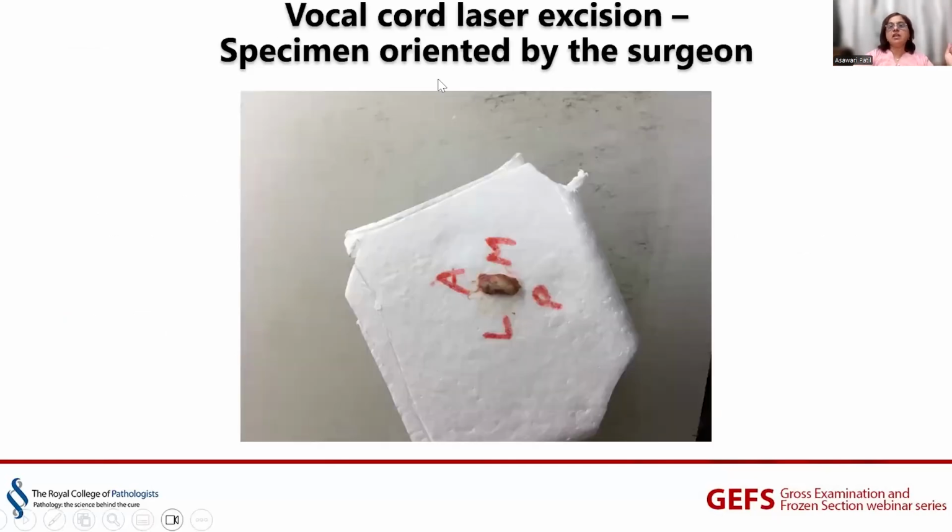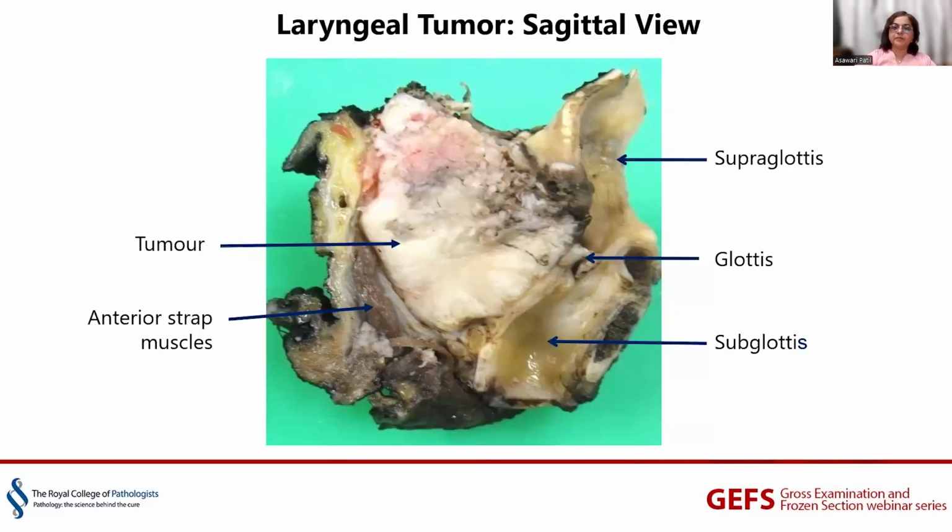So if you see a laser excision specimen, it is usually oriented on a thermocol or some other surface by the surgeon, like anterior, lateral, posterior, and medial. We have to ink the margins and submit separate margins and the rest of the specimen with proper documentation. This is a kind of tricky specimen. We have to be very sure, and all the margins with the lesion need to be submitted separately.